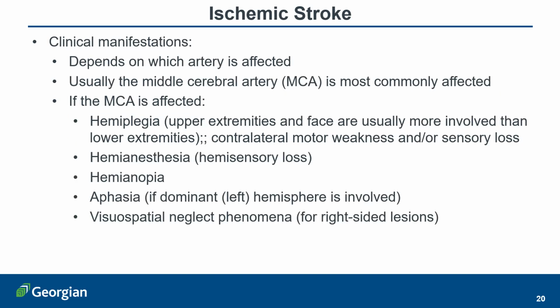Regardless of whether it's a thrombotic or embolic stroke, the clinical manifestations are similar. It also depends upon which artery is affected. That is the main factor. It turns out that the middle cerebral artery, or the MCA, is the most commonly affected cerebral artery. Consequently, when we discuss the very characteristic clinical manifestations of an ischemic stroke, they are all based upon the assumption that the middle cerebral artery is the one that is affected.